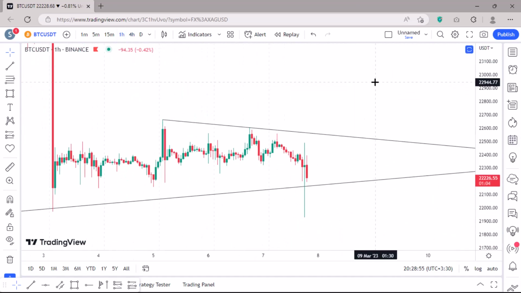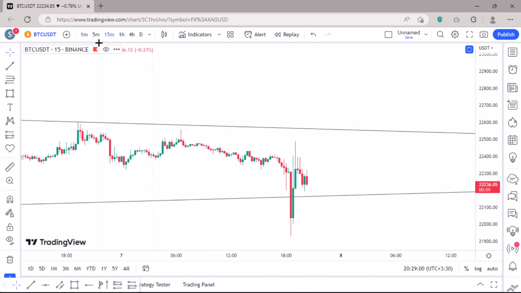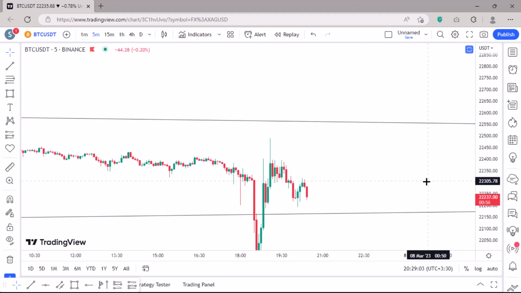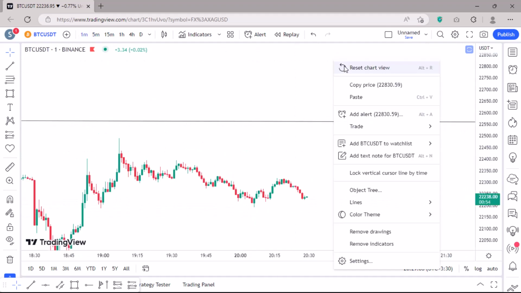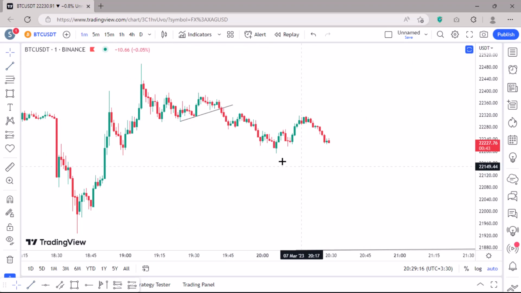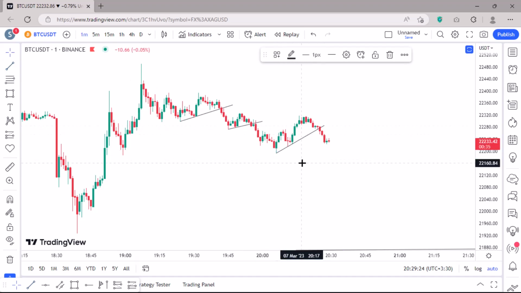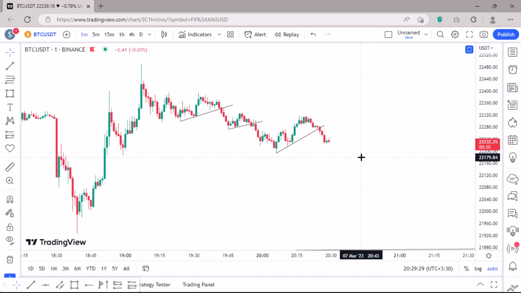On the 1-hour time frame, we don't have anything special. On the 15-minute time frame, also we don't have anything special. 5-minute time frame, nothing. On the 1-minute time frame, we can make some trades here, like this one. Sorry, we could make these ones like this one here. Go for sell positions. Also, we have the trend line here too, and also another one from here. We can have some sell positions and buy positions here too, and trade and make money with them.